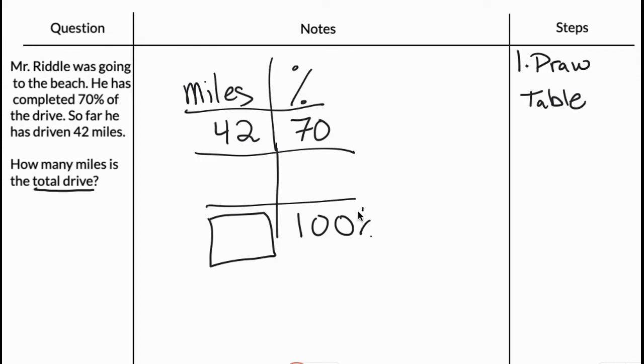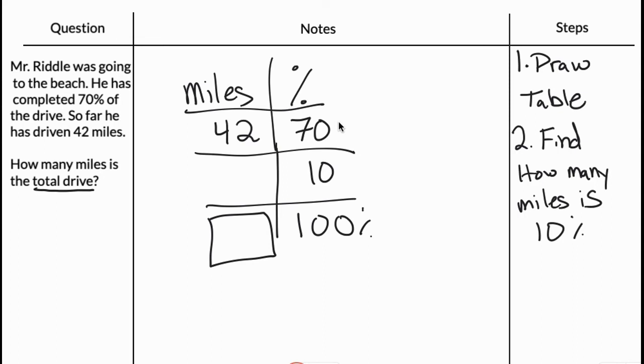Unfortunately, there's no direct route, nothing we can multiply directly by 70 to get to 100. But any time that we're talking about percents that are multiples of 10, I always recommend finding what 10% is. So that's what is going to be our second step here.